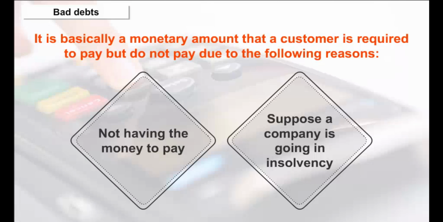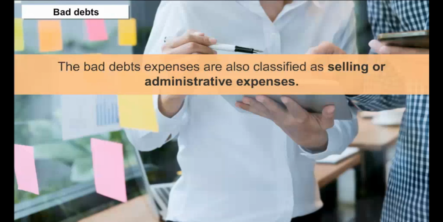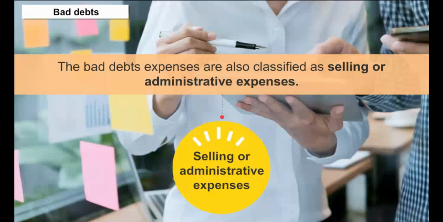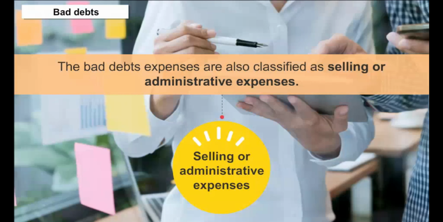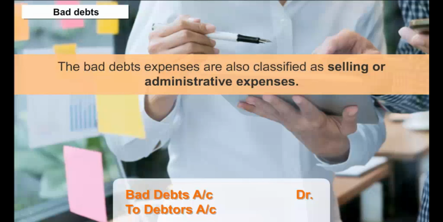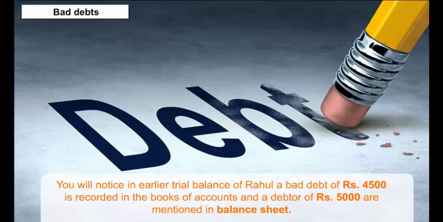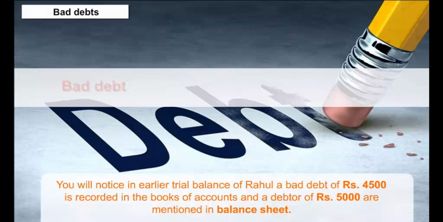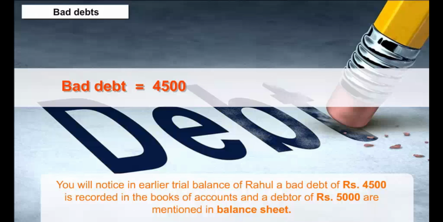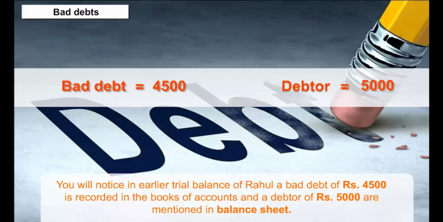Suppose a company is going into insolvency. The bad debts expenses are also classified as selling or administrative expenses. The entry for bad debts accounts is done as bad debts account debited to debtors account. You will notice in earlier trial balance of Rahul, a bad debt of 4,500 rupees is recorded in the books of accounts and a debtor of 5,000 rupees is mentioned in the balance sheet.